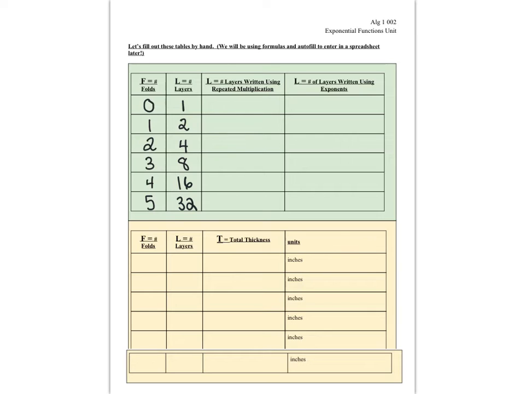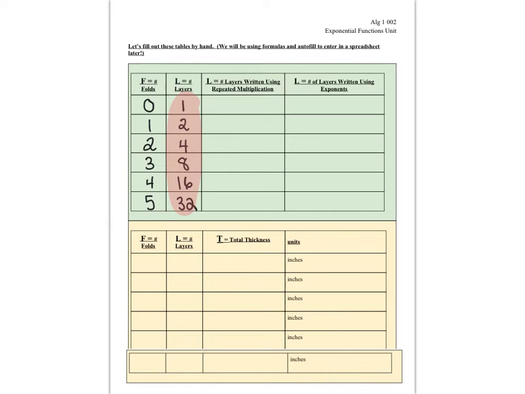So after 2 folds, the paper will have 4 layers. After 3 folds, it will have 8 layers. After 4 folds, it will have 16 layers. And after 5 folds, it will have 32 layers. So now we're going to write the number of layers, this number right here, using repeated multiplication. So that means something multiplying itself over and over. Can you see what number is being multiplied over and over? You might have figured out that it has to do something with multiplying by 2.